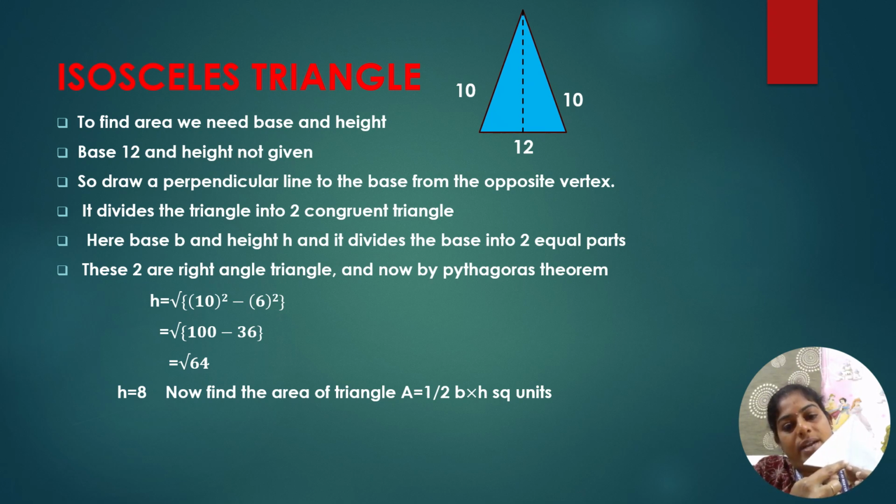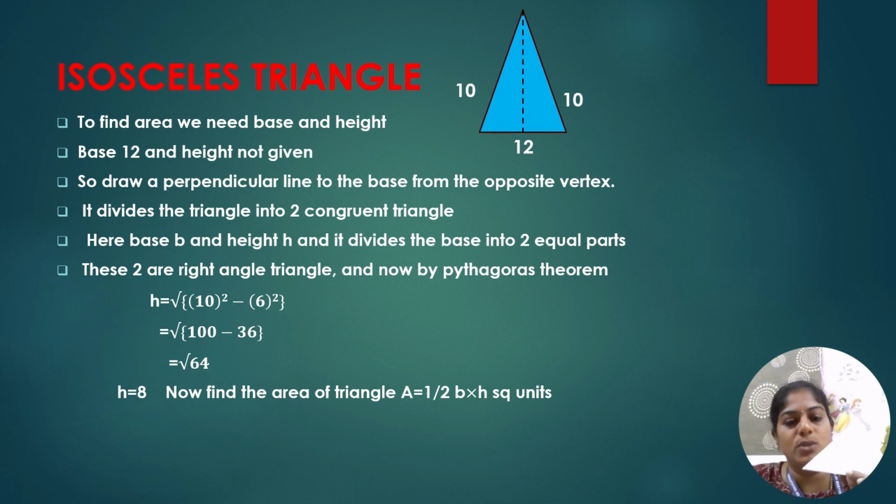Okay. How to find the height? With the help of the Pythagoras theorem, you can find the height. So the entire base value is 12. If you are dividing this into 2, you will have 6 this side as well as 6 this side. Okay. So the base value is 6 and your hypotenuse side will be 10.